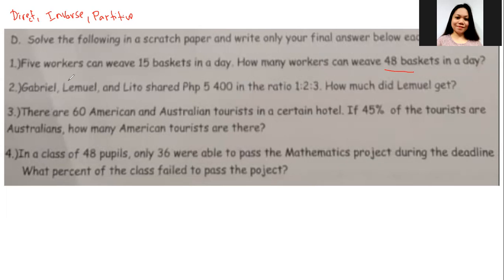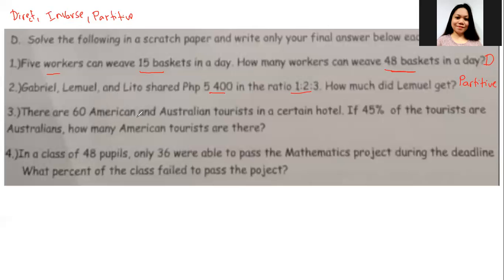All right. So 5 workers can weave 15. So if you have to weave 48, do you think you will need more people or less people if you have to create more baskets? Obviously you will need more people. So that's a direct ratio. Gabriel, Lemuel, and Lito shared 5,400 pesos in the ratio of, so there is that ratio, you have a total amount. So therefore, this is an example of a partitive ratio. Okay, and I'm gonna show you how to solve that.